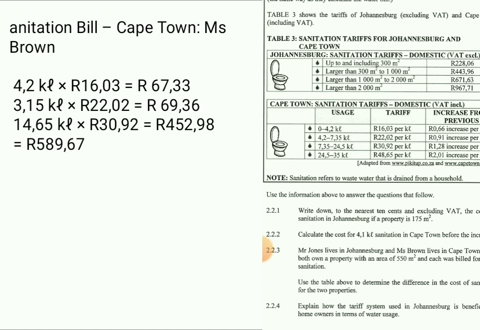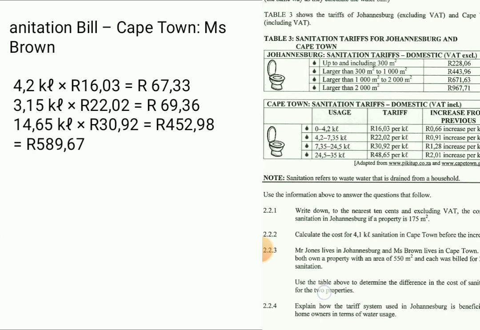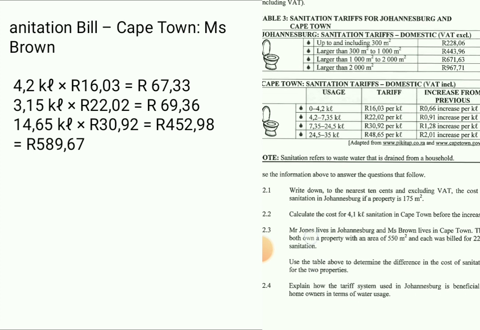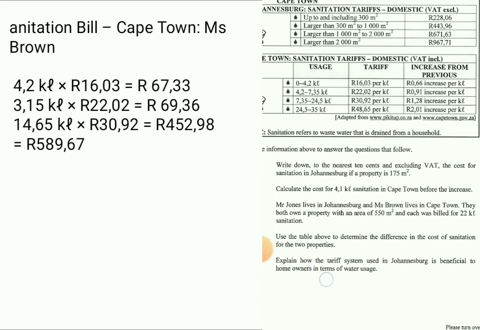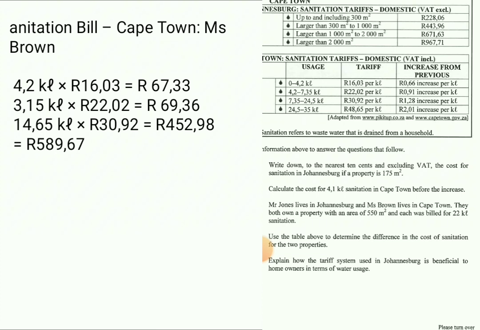4.2 actually the first one, which is 16.03 per KL. It's actually the first one. Remember, they both own a property of area 550 m2. Each was built 22 KL. So this is how we do it. So let's tackle it.